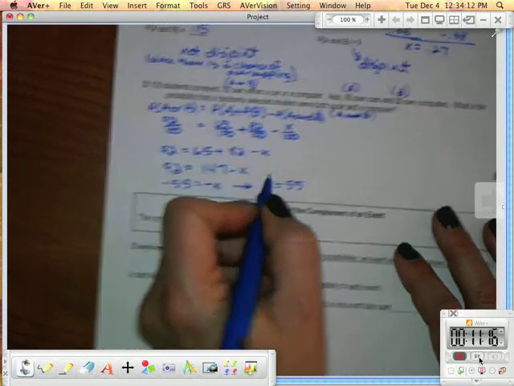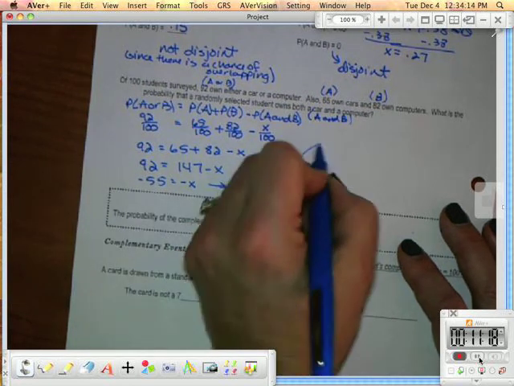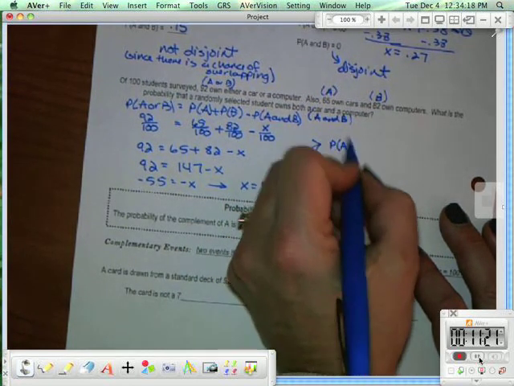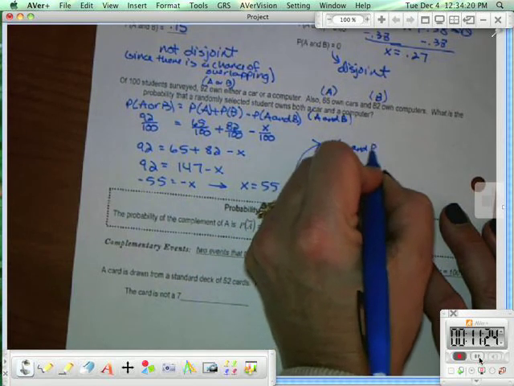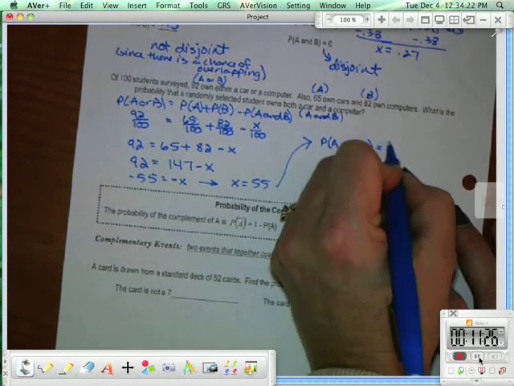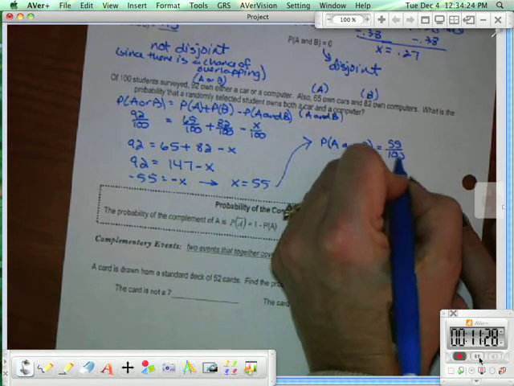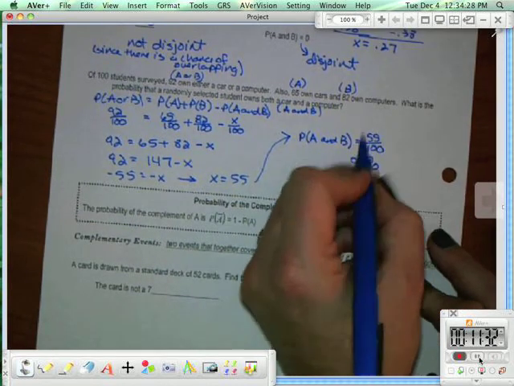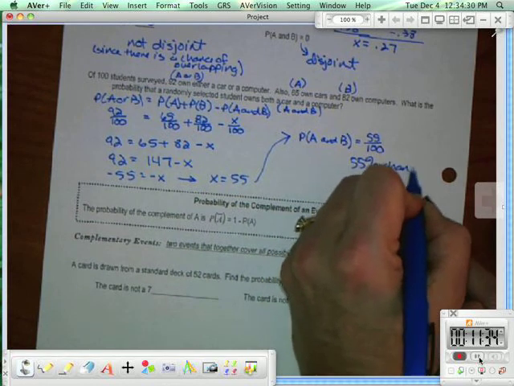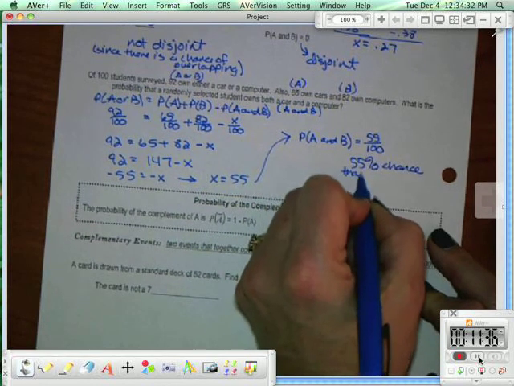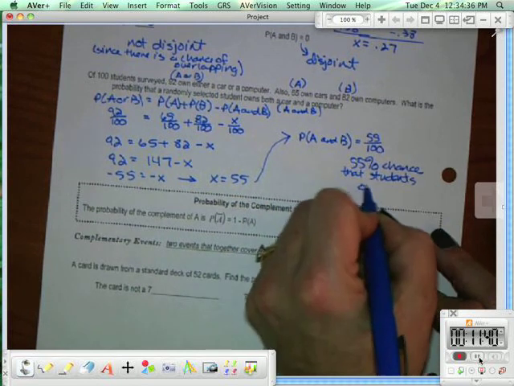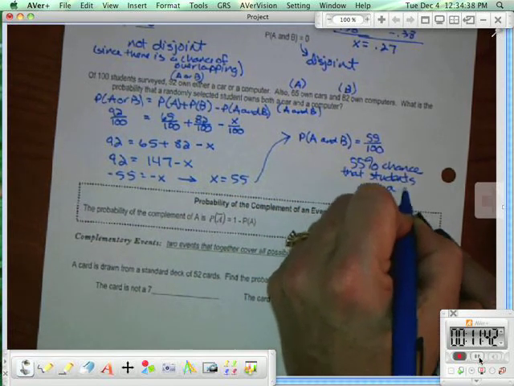So I can now say that the probability of students owning both a car and a computer is equal to 55 out of 100, which is a 55% chance that students own a car and computer.